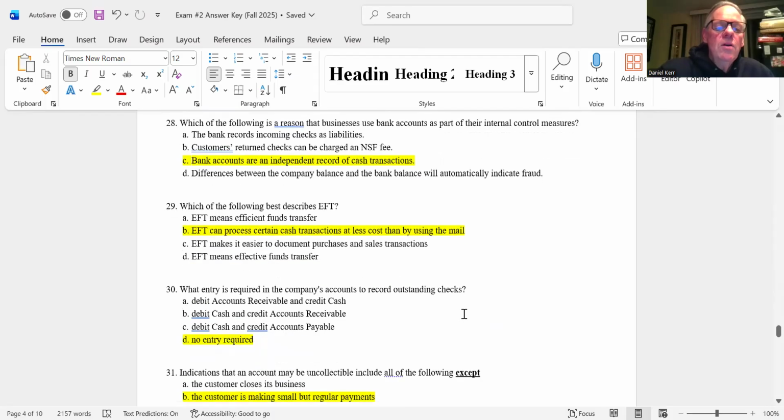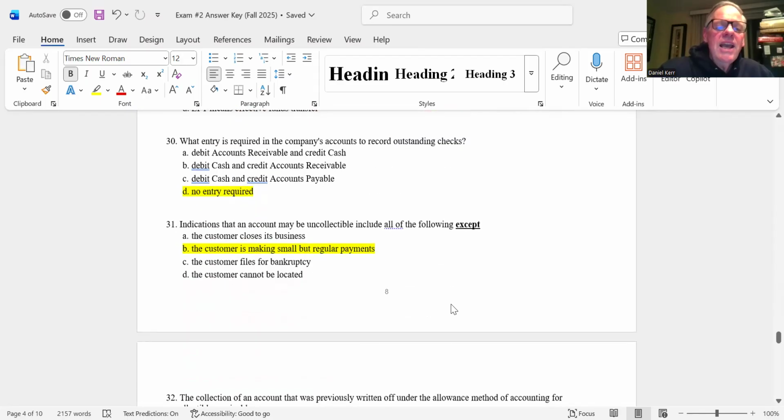30, what entry is required in the company's accounts to record outstanding checks? Well, outstanding checks, remember, are checks that have already been recorded in the general ledger. They haven't been recorded on the bank statement. It's only the adjustments that I make per my records that are going to require journal entries. So what entry is required to record outstanding checks? The answer is no entry is required.